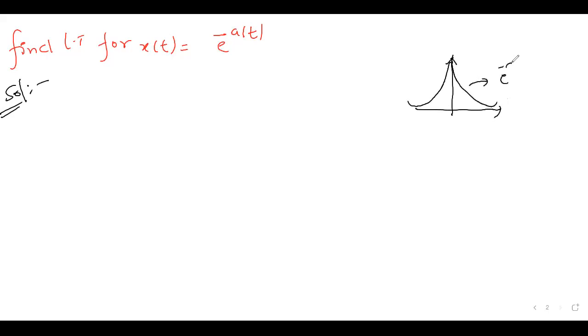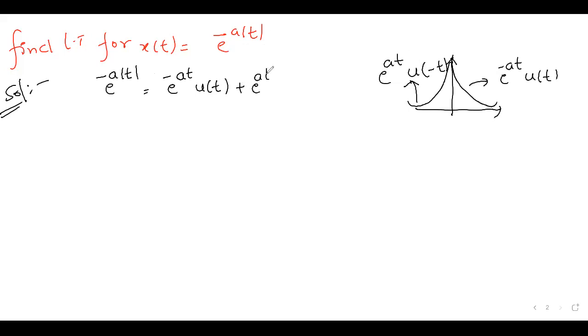This is nothing but e power minus a t into u of t, positive time values. This is negative-sided, that means t is replaced with minus t. So e power plus a t into u of minus t. The sum of these two is nothing but your double-sided exponential function, e power minus a into mod t. This is nothing but the sum of two functions: a positive-sided exponential plus a negative-sided exponential function.